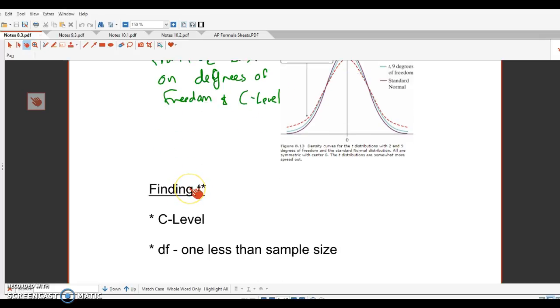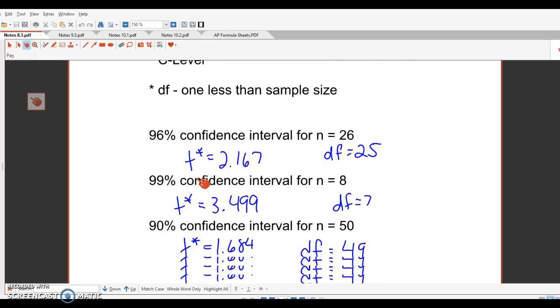Now, when I find my t-star value, it's based on two things. I mentioned this already: confidence level and degrees of freedom. So confidence level we're used to. Degrees of freedom is new. Degrees of freedom is always one less than the sample size. So if I have 10 in my sample or my experiment, I would have 9 degrees of freedom. So we're going to need our t-table, so you may want to access that from your course information.